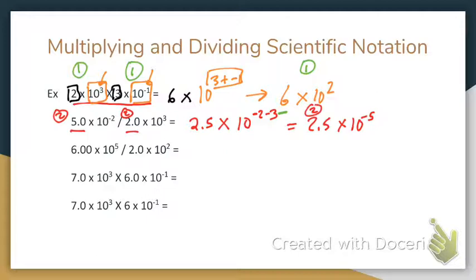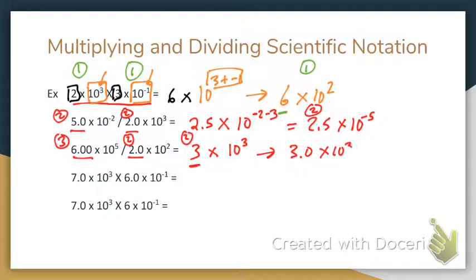This has 2. The next one is 6.00 times 10 to the fifth divided by 2.0 times 10 to the second. Once again, 6 divided by 2 is 3, so I normally divide my coefficients, and then I get to subtract my exponents. 5 minus 2 is 3. This has 3 sig figs, this has 2. And so my answer must have 2 sig figs. In this case, it only has 1, so I've got to add 3.0 times 10 to the third.